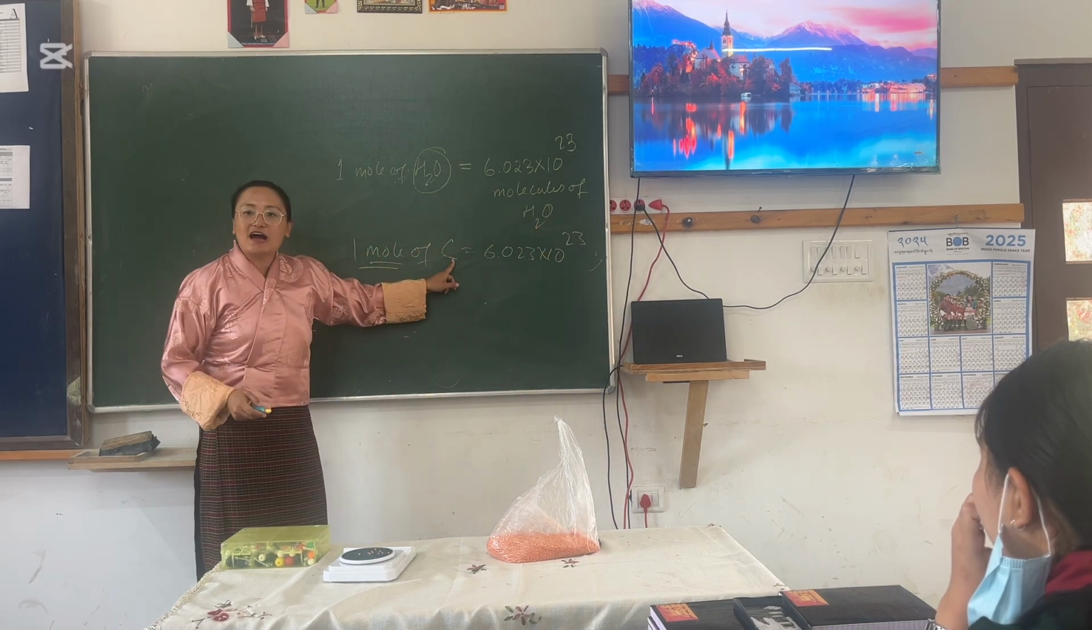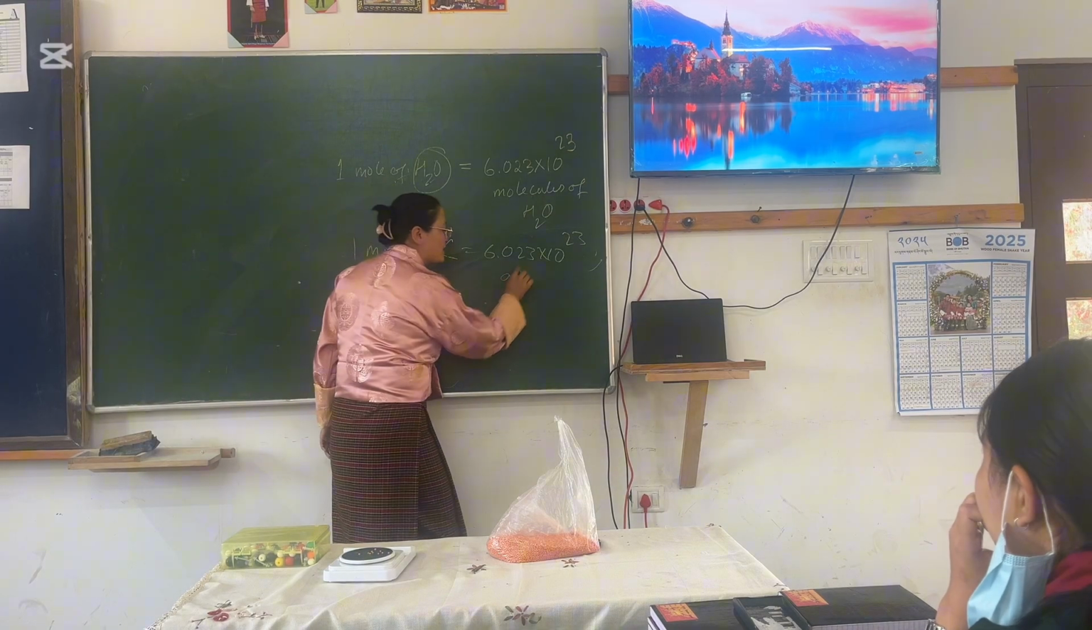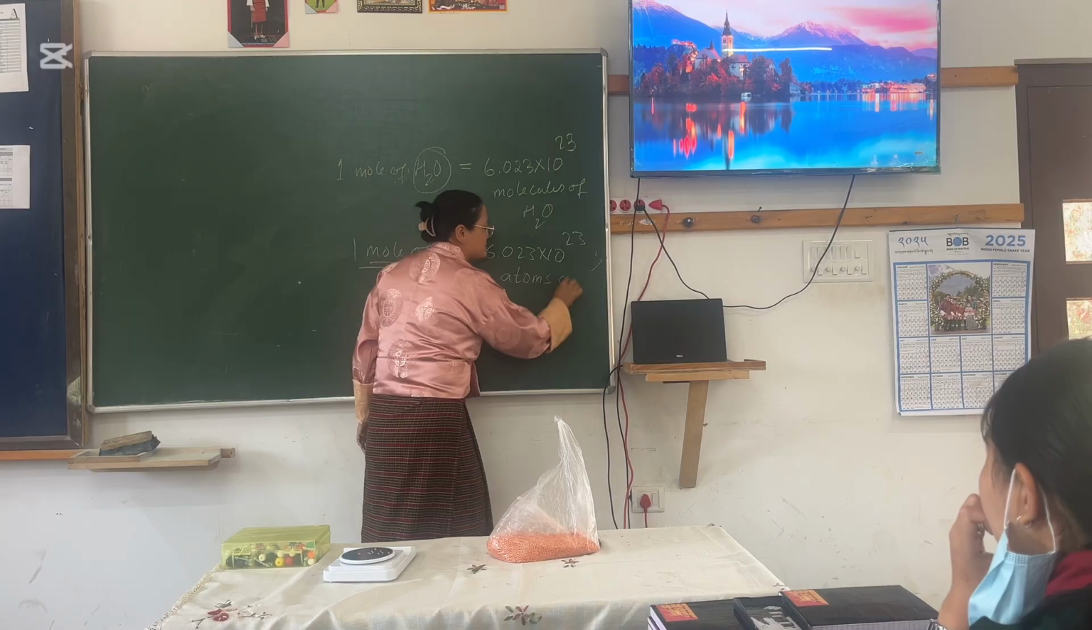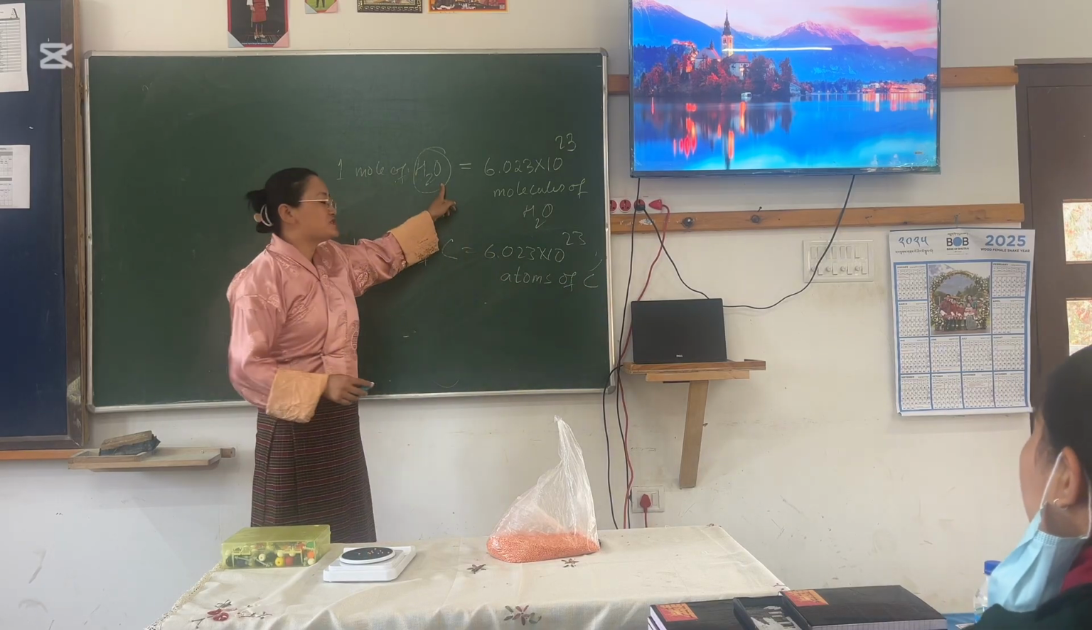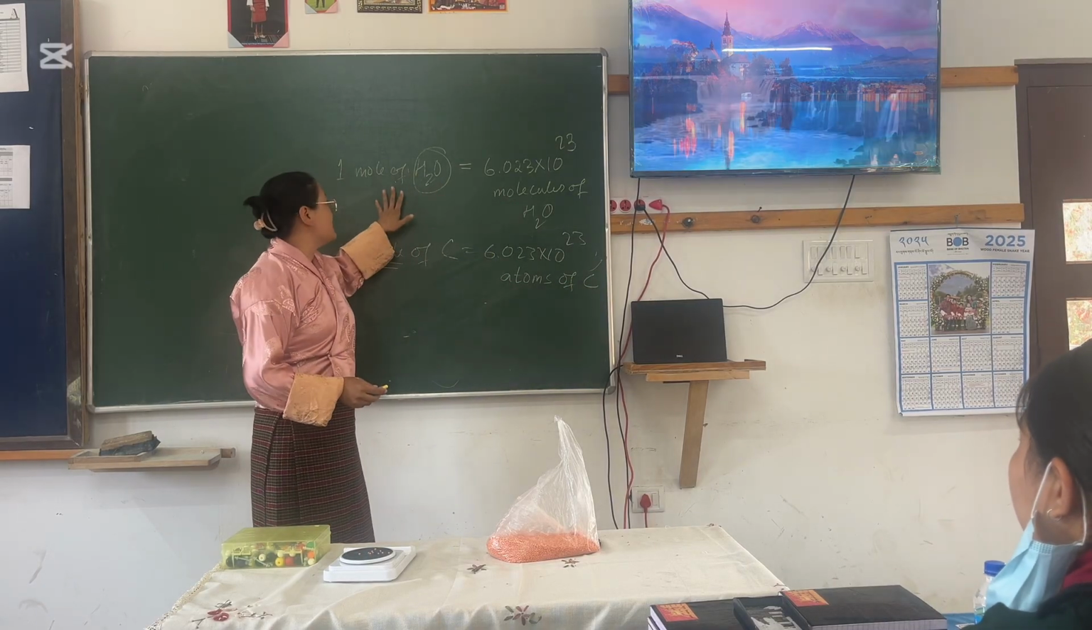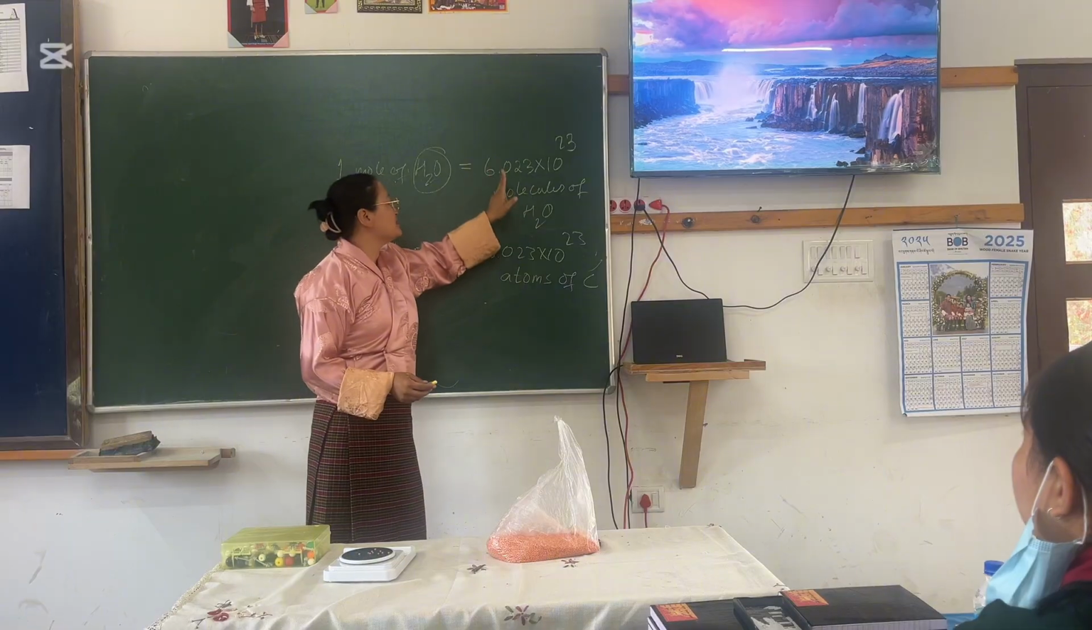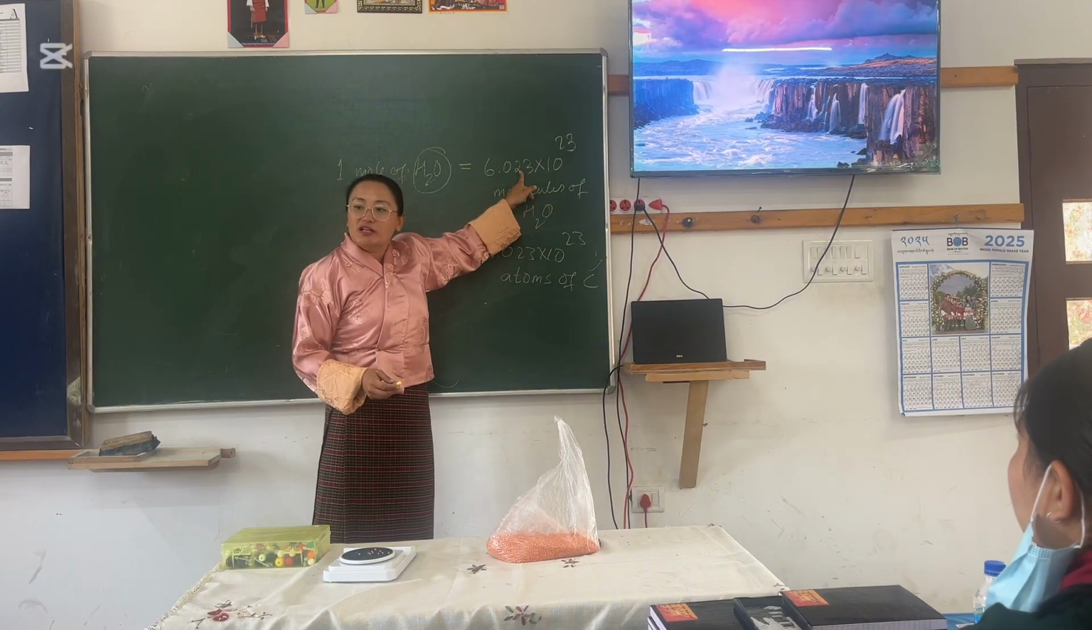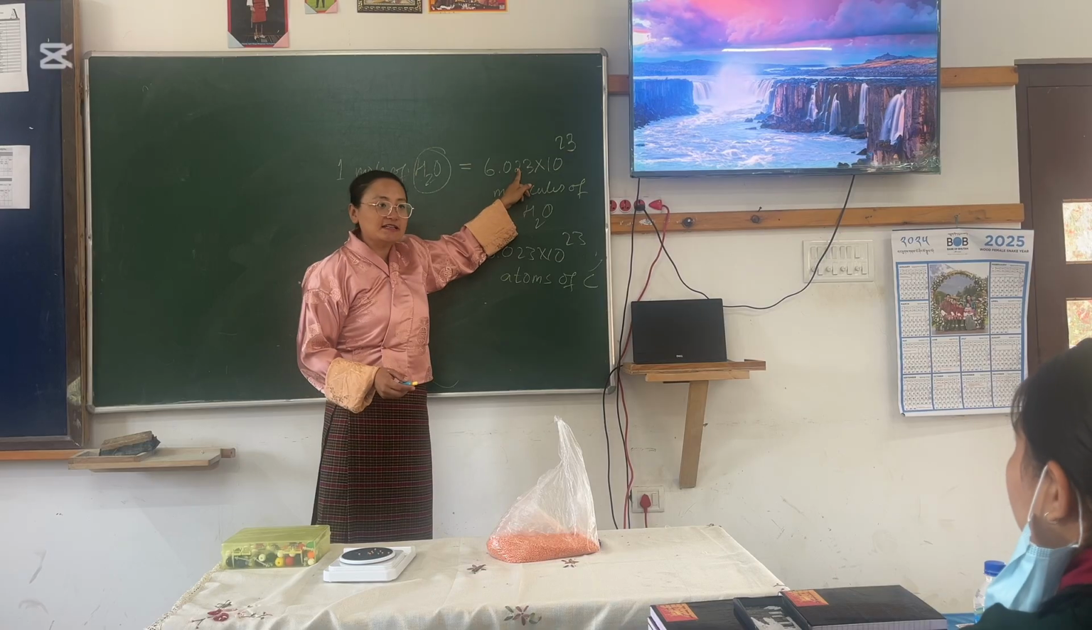So right now, is carbon atoms or molecules? Atoms. So here you have to write atoms of carbon. Right now it is molecules. So it's like saying 1 mole of eggs means this many eggs, because mole is just a number, just like your dozen. Are you getting it? Yes?